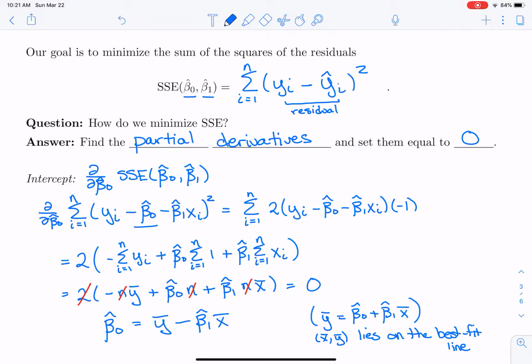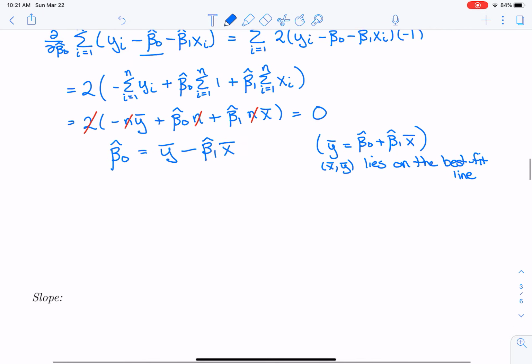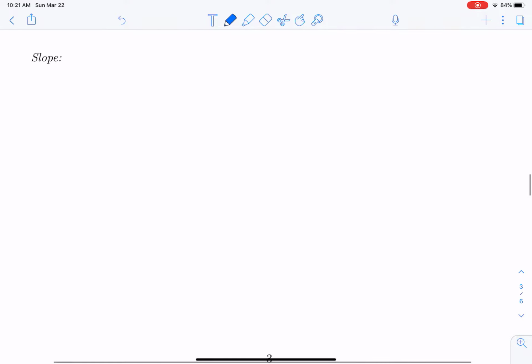Okay, so that gives us a sense of when that derivative is 0. But now we've got to look at the derivative for the slope, which is just a little bit more complicated. For the slope, we're going to want to take the derivative with respect to beta 1 hat of the sum of the squares of the error, which depends again on beta 0 hat and beta 1 hat, and we want to set that derivative equal to 0.